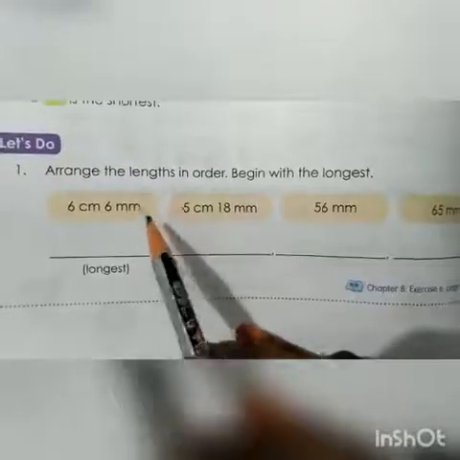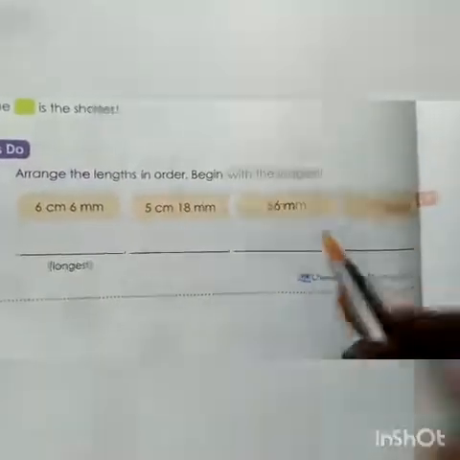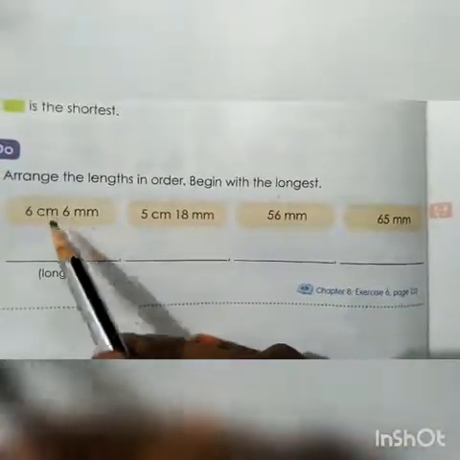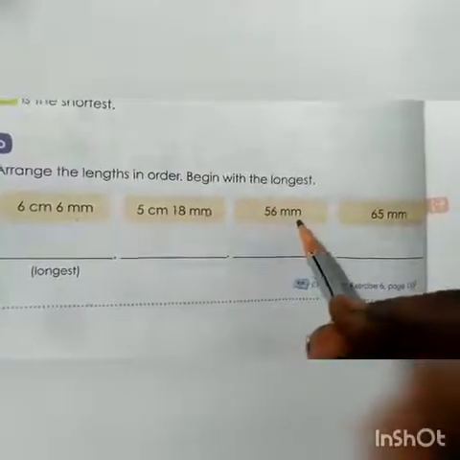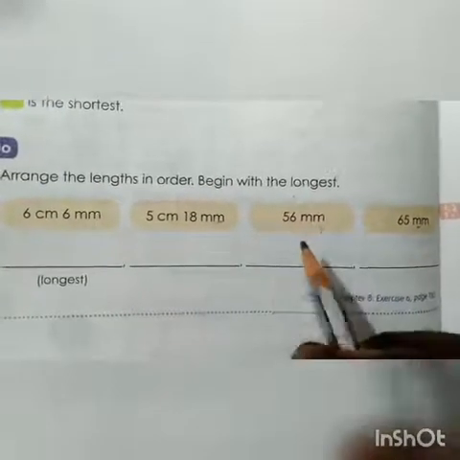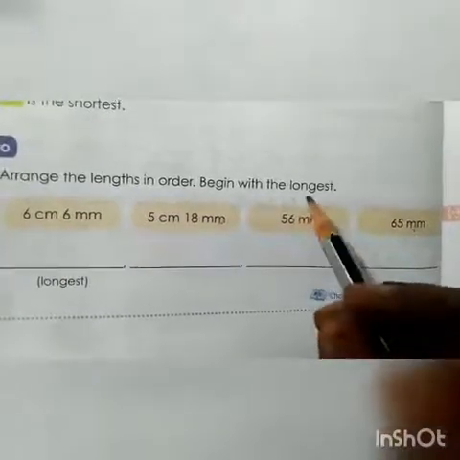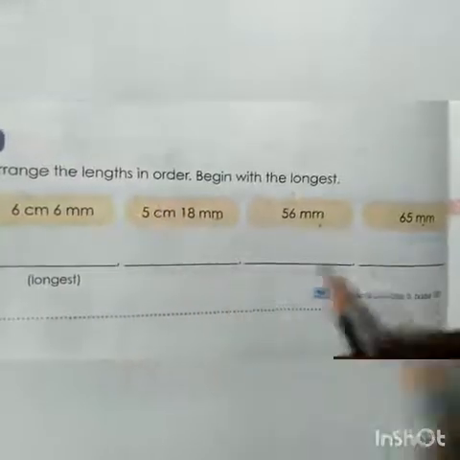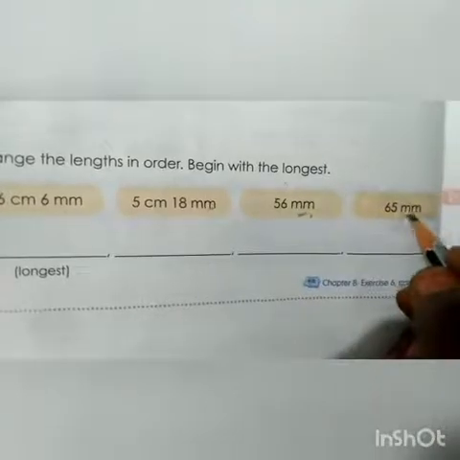Next we have to arrange the lengths in order, begins with the longest. Here what we have to do, first we have to check the units. Here centimeter, millimeter is given, here also centimeter, millimeter is given, here millimeter only is given, here also millimeter only. If the values are in the same unit, then only we can find the arrangement easily. So we have to convert either centimeter millimeter to millimeter or millimeter to centimeter and millimeter. Let me convert millimeter to centimeter and millimeter.